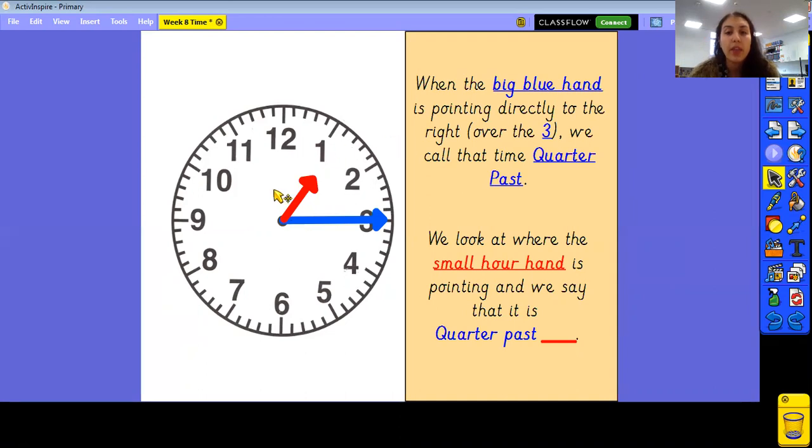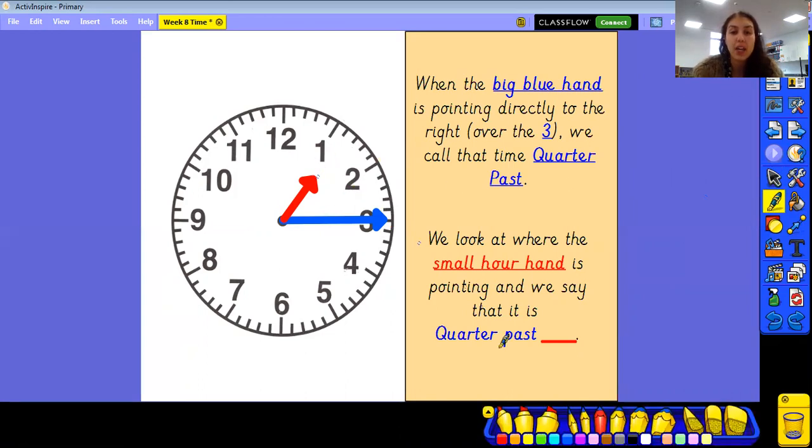Fantastic. So the big blue hand is pointing at 3, so we say quarter past, and then we need to look at the small hour hand to see which number it has just gone past. So we can see that this has just gone past 1. So we say the time is quarter past 1.